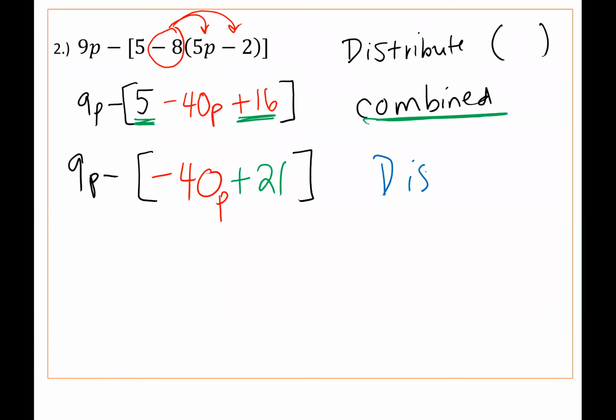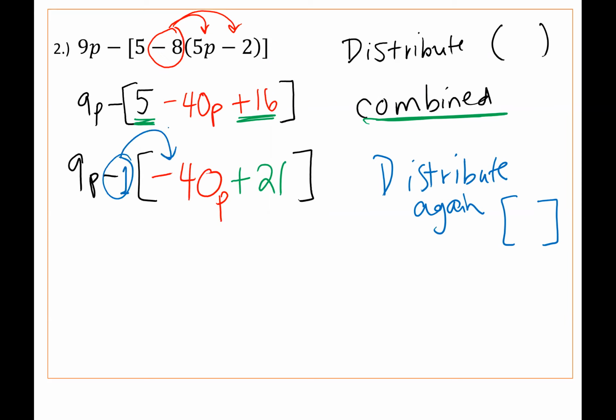So it's kind of like round 2, distribute again. But this time, what we're distributing is right outside the square brackets. It's this minus sign. So when we distribute a minus sign, really it's like we're distributing a -1. So that's what I'm distributing next. So this -1 now gets multiplied into the square brackets. So it's -1 times negative 40p, which is positive 40p. -1 times 21 is negative 21.